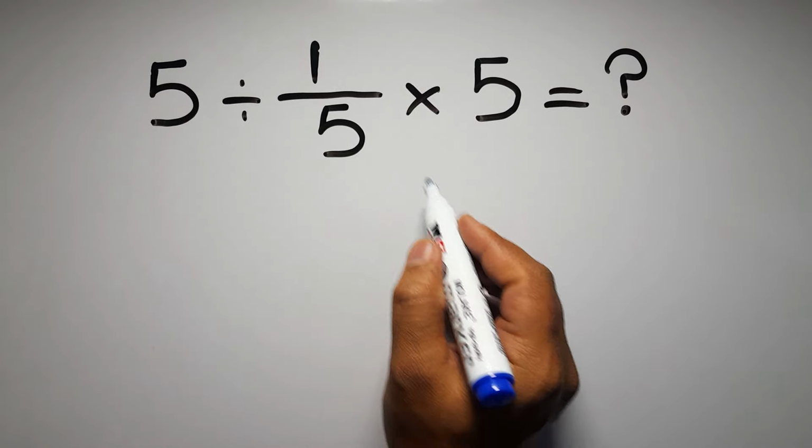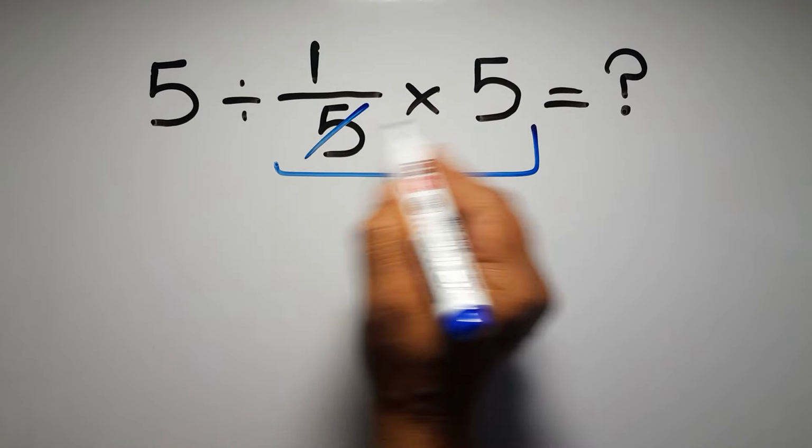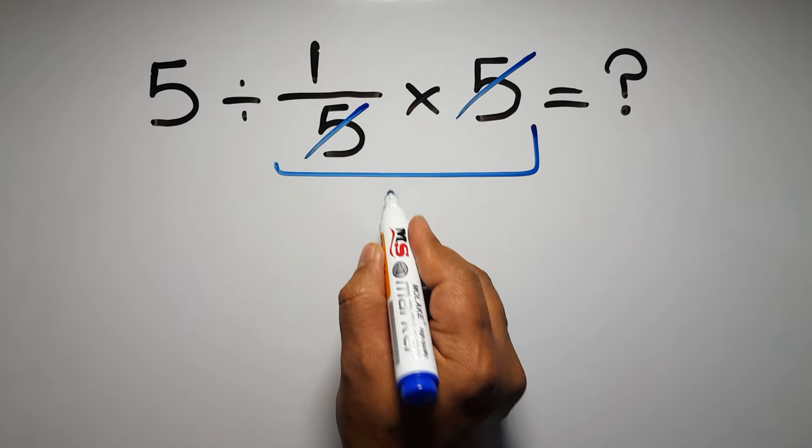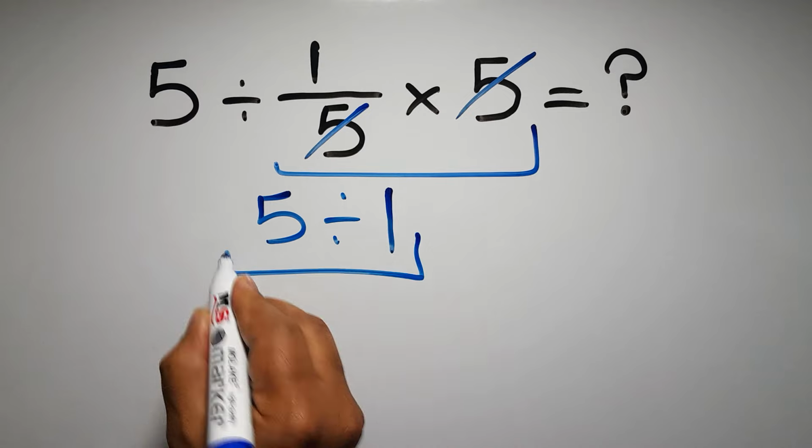First, we do this multiplication. 1 over 5 times 5. We can easily cancel this 5 and this 5, so we have just 1. And the 5 divided by 1 gives us 5.